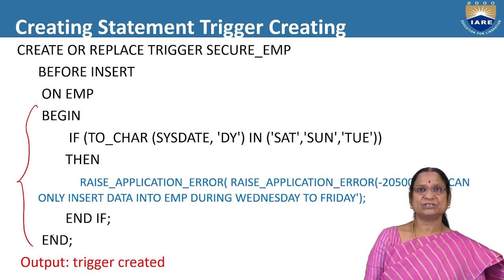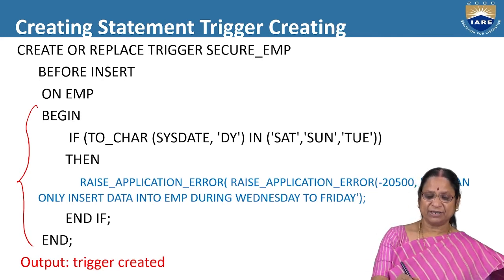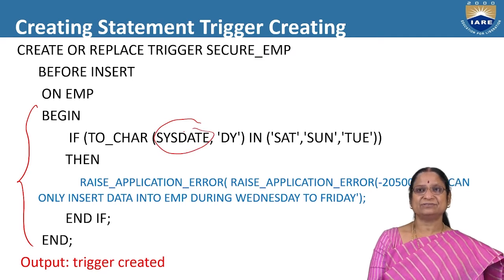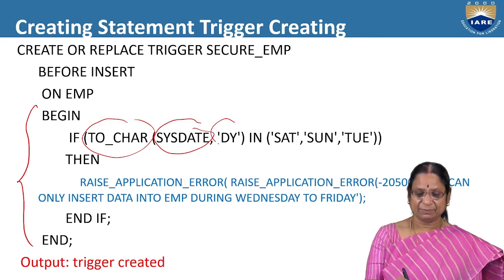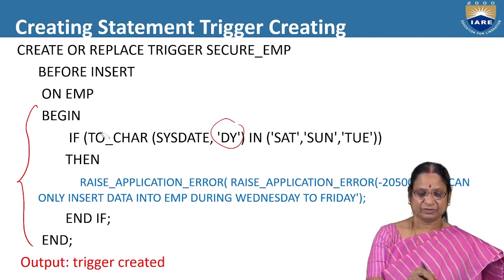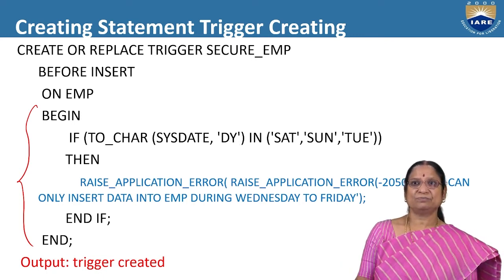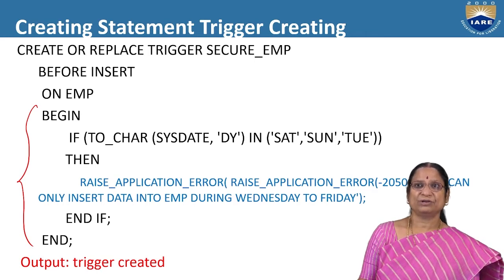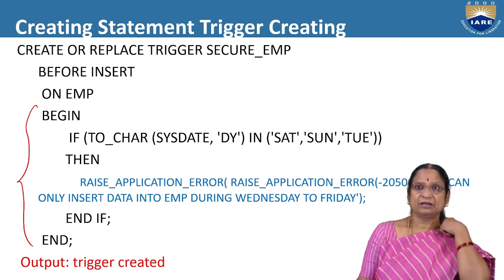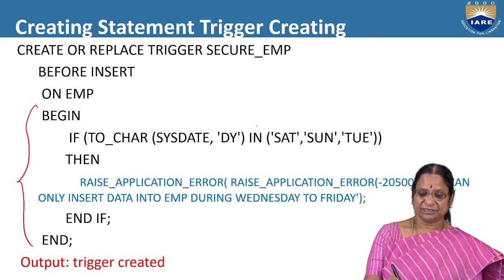This is the block. The action will be written in a PL/SQL block, as I told you. Begin. If sysdate, from system date we will get today's date. In that, we are converting it to a character using the DY part. DY means day. We already discussed built-in functions. Sysdate gives the system date in the format DD-MM-YY. So we are converting DY into character type and we are checking in.